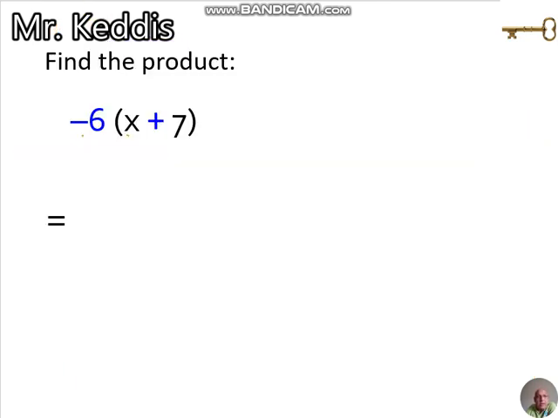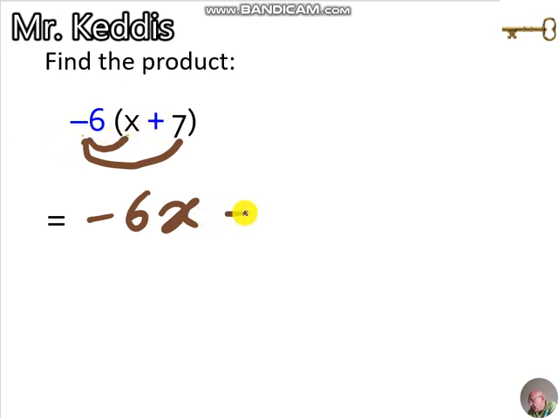We need to multiply negative 6 times x, I get negative 6x. And negative 6 times positive 7, I multiply the sign first. Negative times positive, I get negative. 6 times 7, I get 42. Notice the sign here is positive, but the sign here is negative, because here I multiply negative times positive.